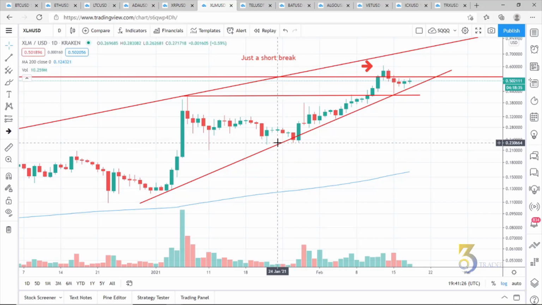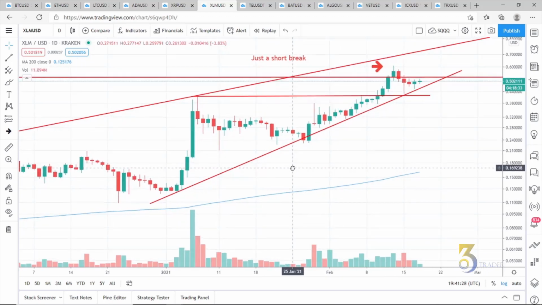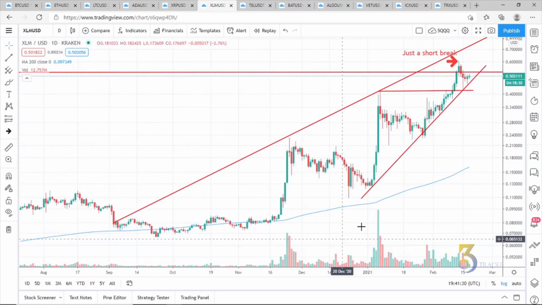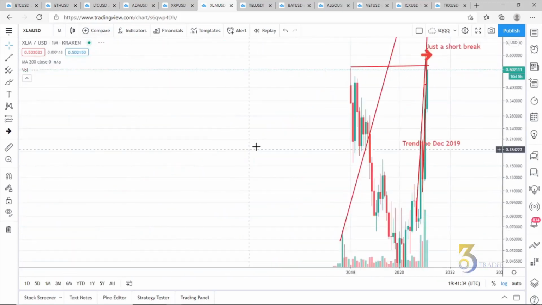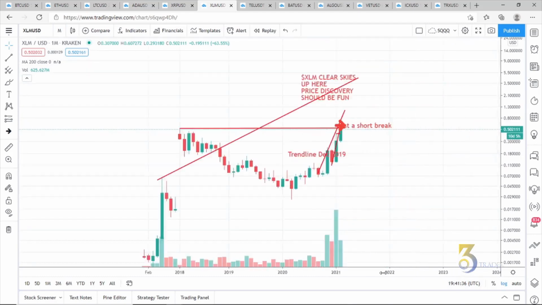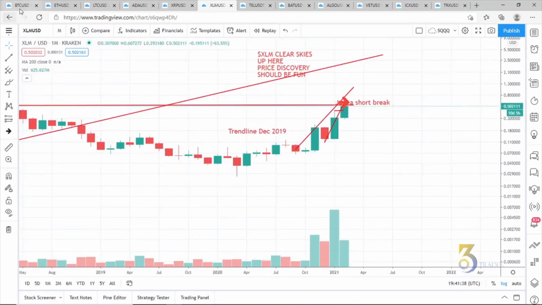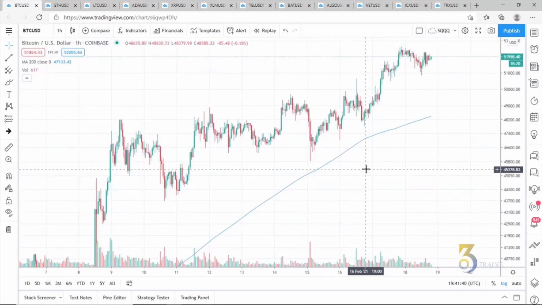Also, the angle of the trend line. The angle of the trend line. Let's break this back out to the monthly. Let's actually go back to Bitcoin here.